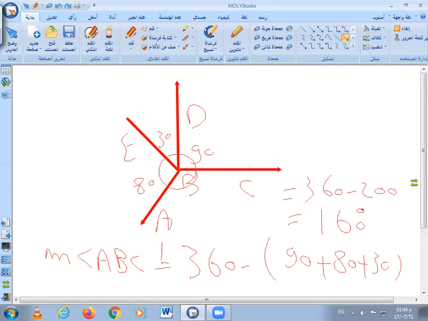We have again, my friends, the sum of measure of the three interior angles of a triangle equal 180 degrees. We have also the measure of the angles on a straight line equal 180 degrees, and we have also the sum of measure of the accumulative angles at a point equals 360 degrees, or angles around the point equals 360 degrees.